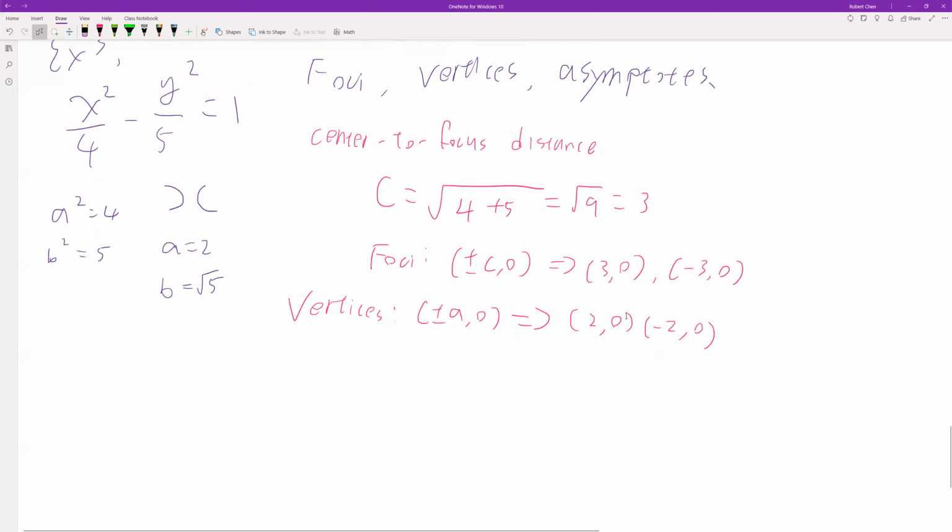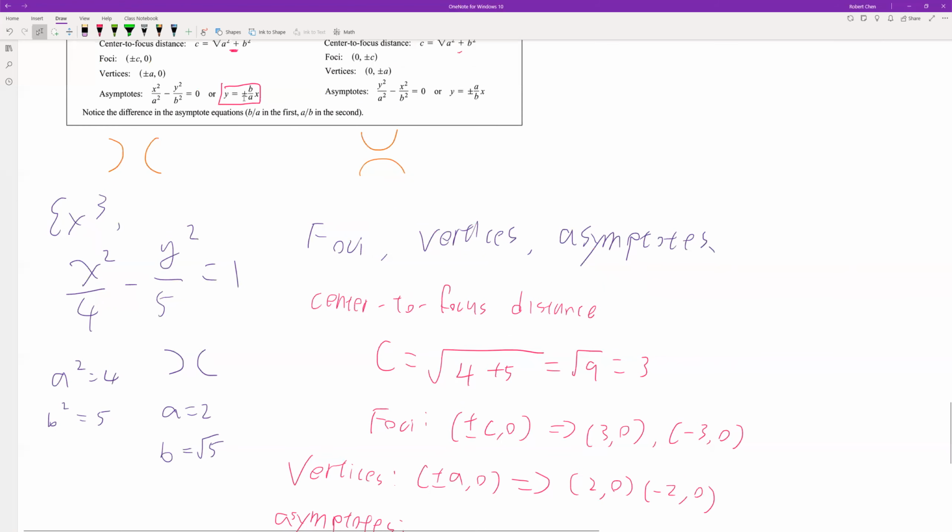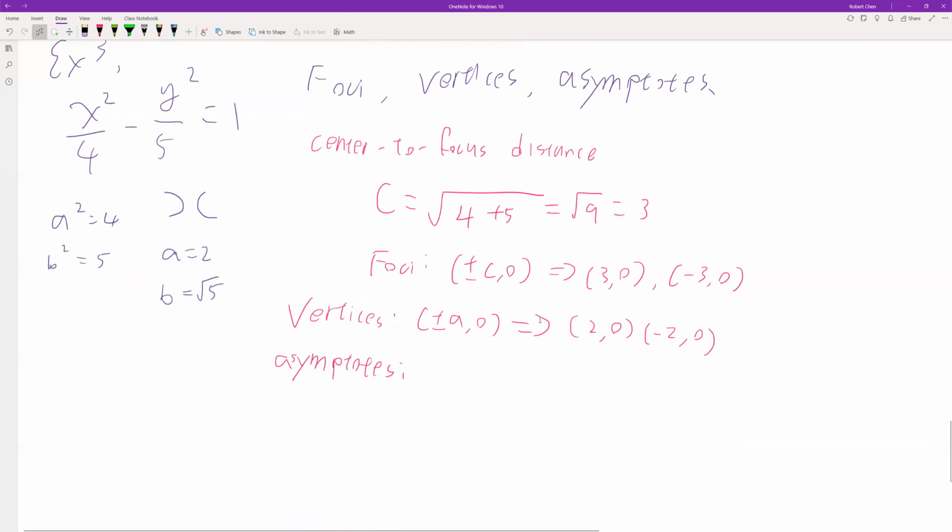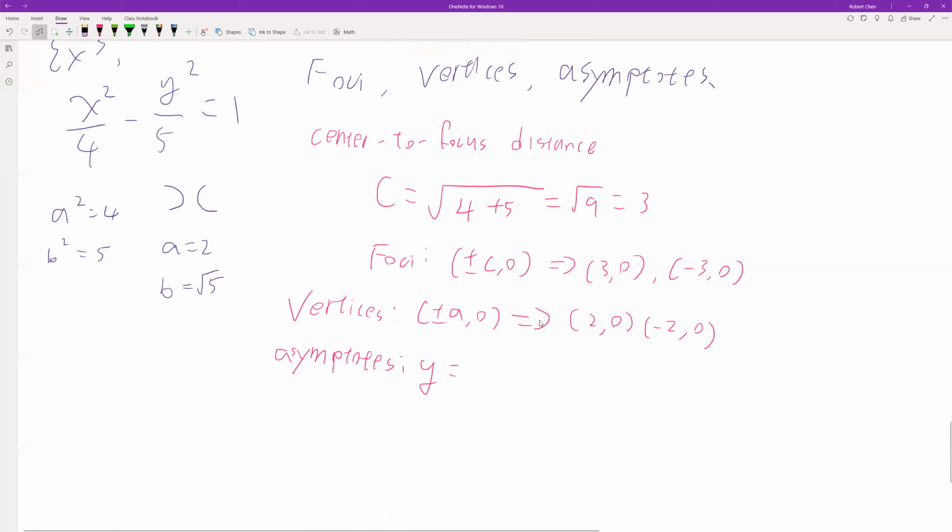Now notice that this is a little different than ellipse: the vertices are actually within the foci. And the last one, we want the asymptotes. The asymptotes here: y is equal to plus or minus b over a x, which would be y is equal to plus or minus radical 5 over 2 x, which is just a linear equation. That's linear.